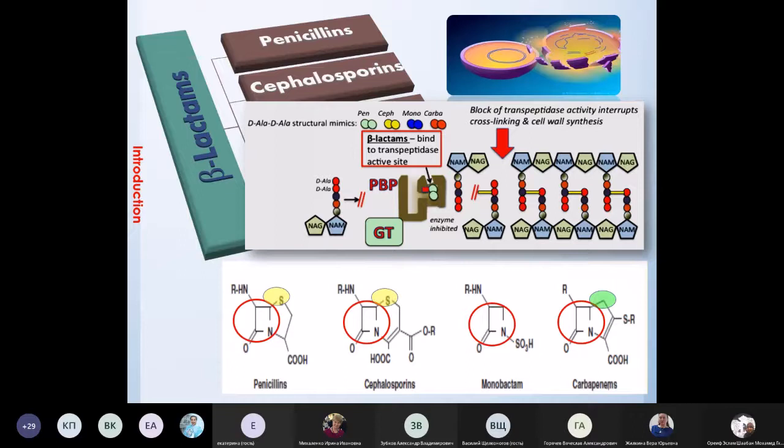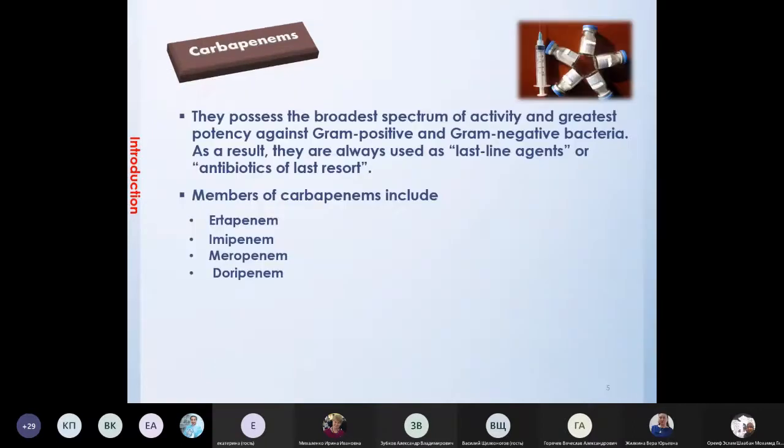The action of this group of antibiotics is that they cause cell wall lysis, breaking down the peptidoglycan layer in the cell wall, causing death of the bacteria. Why did we choose carbapenem? Carbapenem possesses the broadest spectrum of activity and the greatest defense against gram-positive and gram-negative bacteria. As a result, they are the last line, or antibiotics of last resort. Members of carbapenems include ertapenem, imipenem, meropenem, and doripenem.